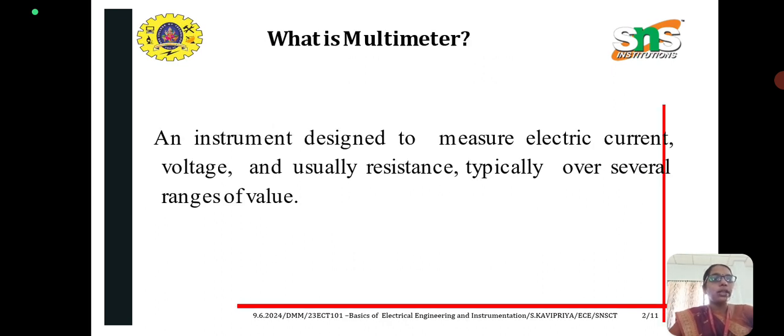So first, what is a multimeter? It is an instrument used for measuring the electric current. It also measures the voltage and the resistance. So it can provide the values of current, voltage and resistance over several ranges of values.